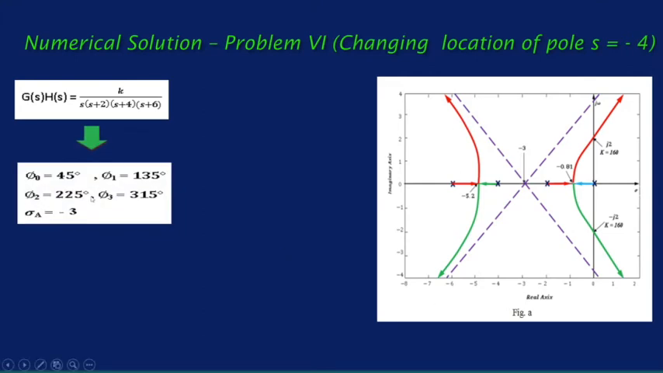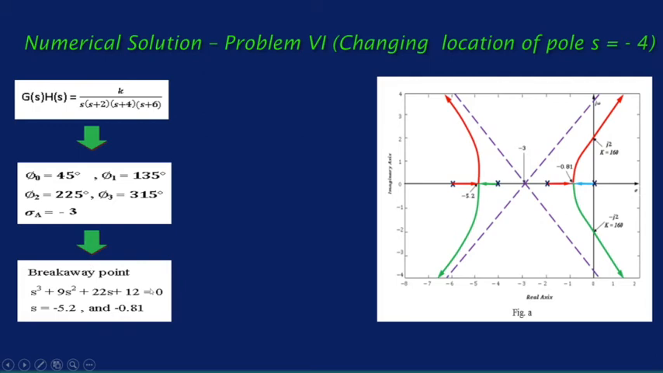Then there are 4 asymptotes, so the number of asymptote angles is 4. Put q equal to 0, 1, 2, 3, then we get the asymptote angles. The centroid of the asymptotes is equal to minus 3. Then this is minus 3, and draw the asymptotes. One is the 45-degree angle, another is the 135-degree angle, the third is the 225-degree angle, and the fourth is the 315-degree angle. And these two root locus branches meet at that point.